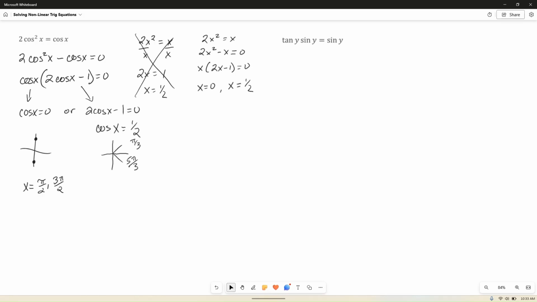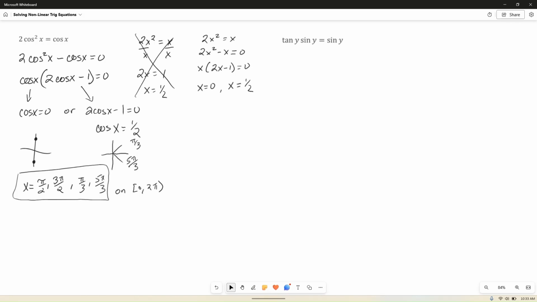Okay, so in addition to the pi over 2 and the 3 pi over 2 angles, we are also going to have pi over 3 and 5 pi over 3. So we actually are going to have 4 answers. And again, these 4 answers are only the specific ones on the 0 to 2 pi interval.